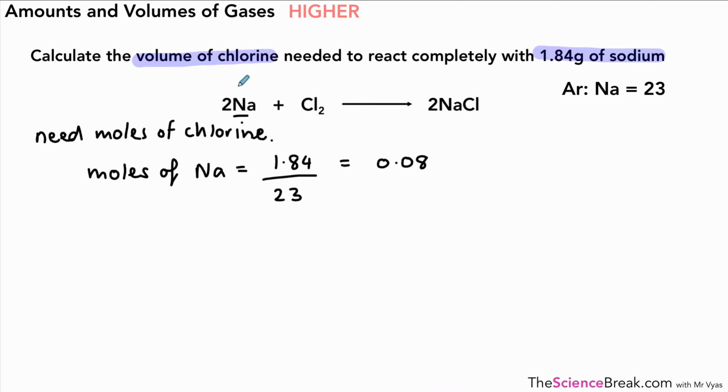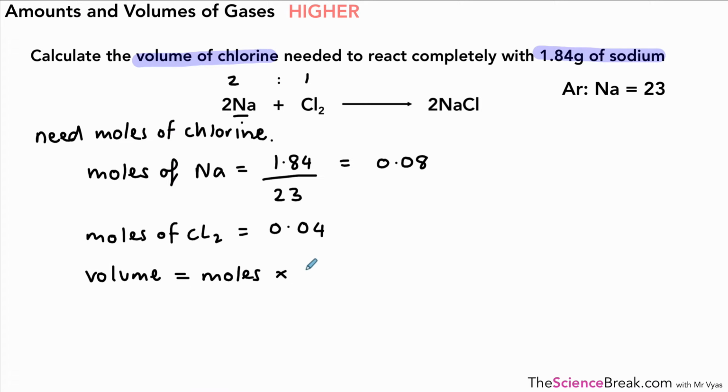But we know from the equation that 2 moles of sodium react with 1 mole of chlorine, so it's in a ratio of 2 to 1. So if our sodium is 0.08 moles, that means our chlorine is going to be half of that, because it's a 2 to 1 ratio. It's going to be 0.04 moles of chlorine. Now, hopefully the rest of it should be straightforward. The volume of chlorine is going to be the number of moles times 24. This is our equation that we learned in this video. So that would be 0.04 times 24, and that would give us an answer of 0.96 decimeters cubed.